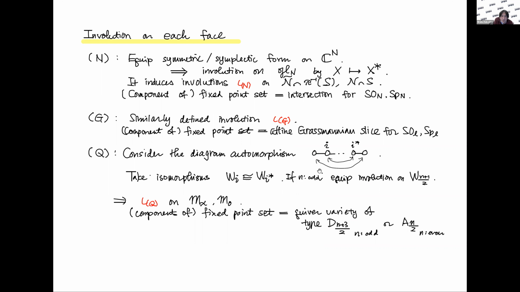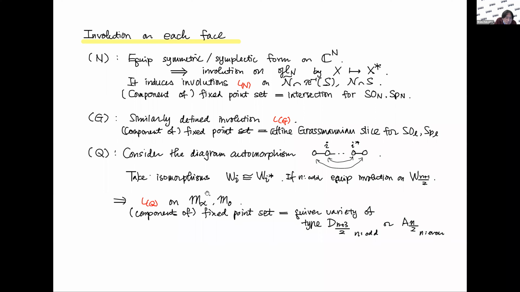Then, since the quiver variety is defined by the moment map equal to zero and GIT reduction, this diagram automorphism induces an isomorphism on the quiver variety. In particular, I use this isomorphism, so this condition, because otherwise I must understand W_i to be W_i star. Anyway, I hope this is clear. So I have an involution. If I fix an isomorphism, we have an involution on the quiver variety.